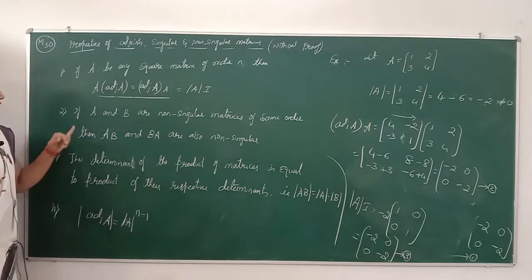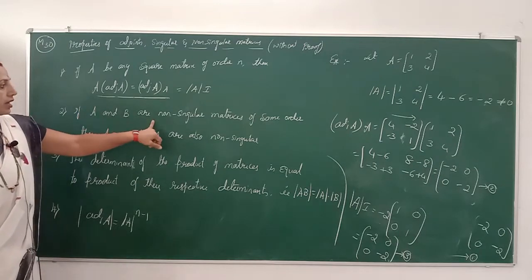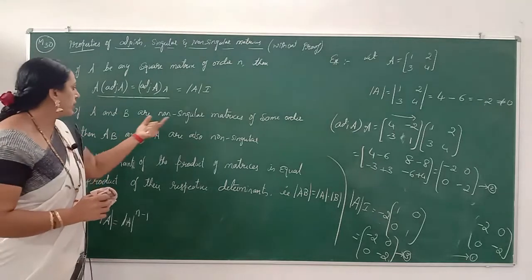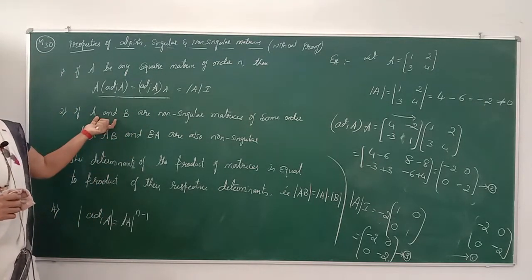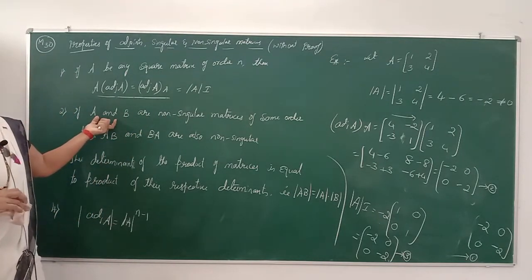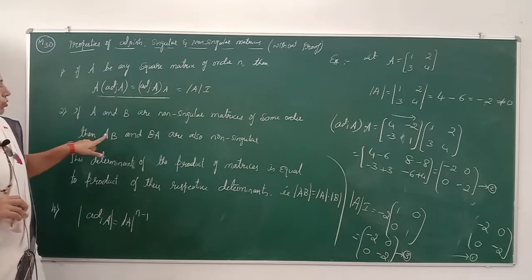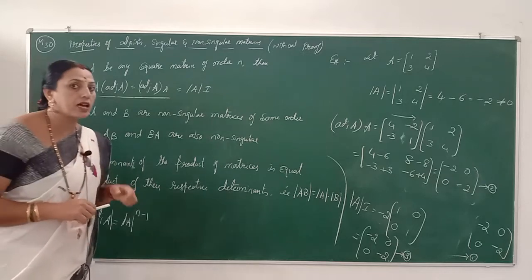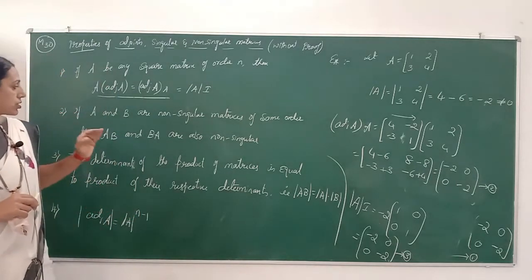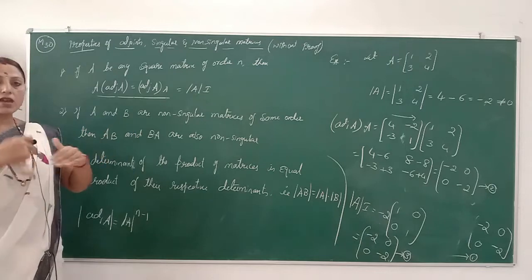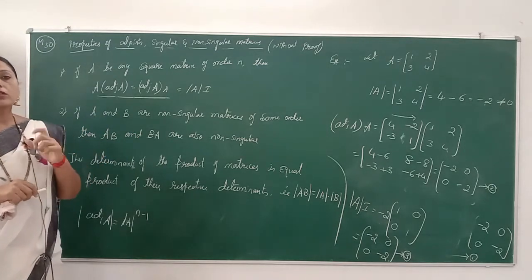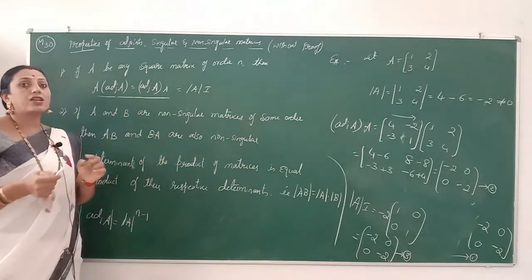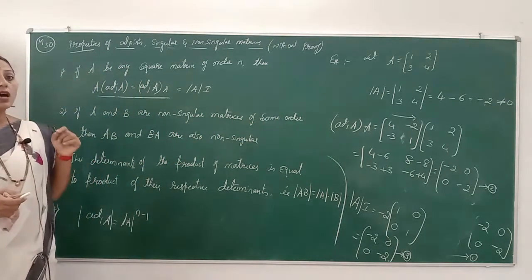The next condition is, if A and B are non-singular matrices of the same order, because the multiplication of the two matrices exists only if this condition is satisfied. Therefore both AB and BA will exist if the matrices have the same order. For the multiplication, both AB and BA must exist, which means both matrices have the same order. The product is also non-singular.